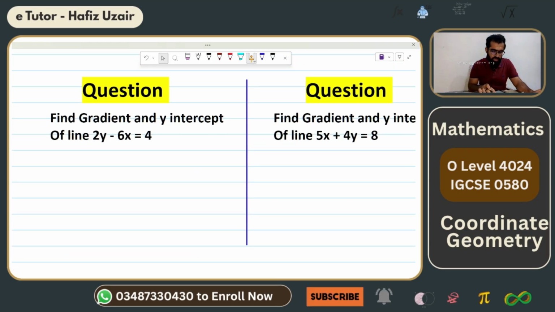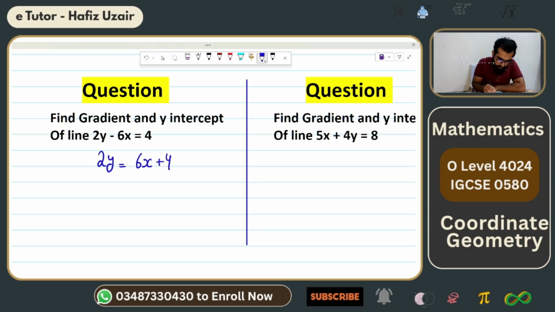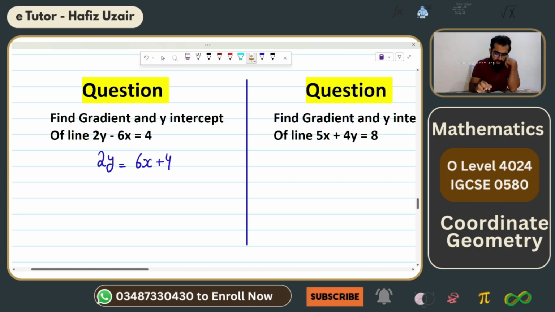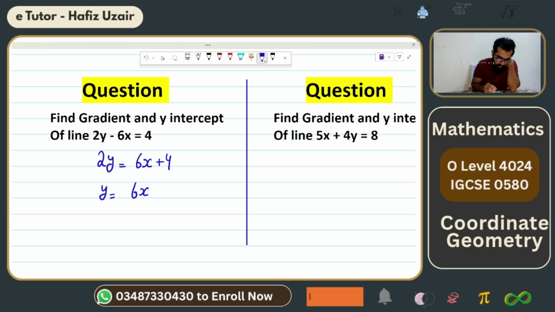Now here you need to make y as subject. So you need to shift 6x to other side. So it will be 2y is equals to 6x, and then you have plus 4 already over here. This minus sign will change into plus. Try to write x term first because it will be easier for you to compare. Now you have 2 with y, so you need to shift it to other side, so that will be 6x plus 4 upon 2.